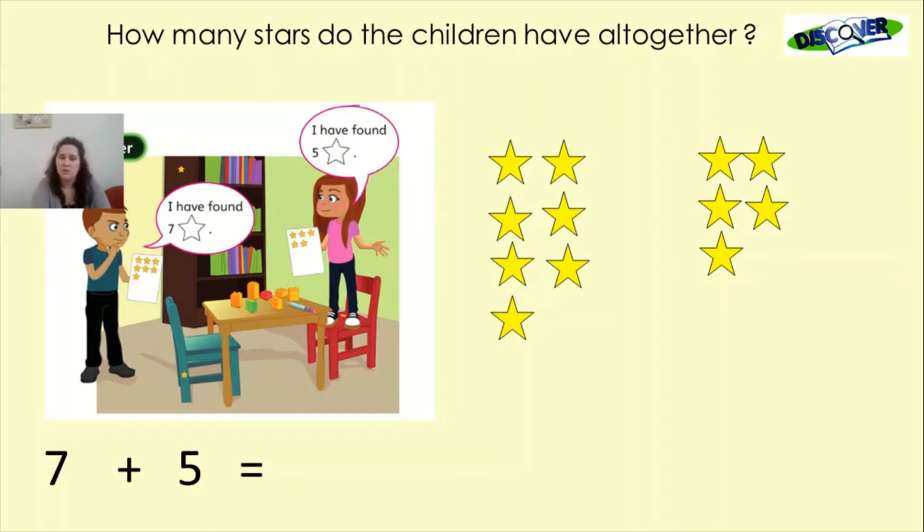What we could do is use our knowledge of number bonds to 10 to make a group of 10 first. Now, here the boy has 7 stars. So how many more stars would I need to make a group of 10? Let's have a think back to last week when we were doing our number bonds to 10. What do you need to add to 7 to make 10?